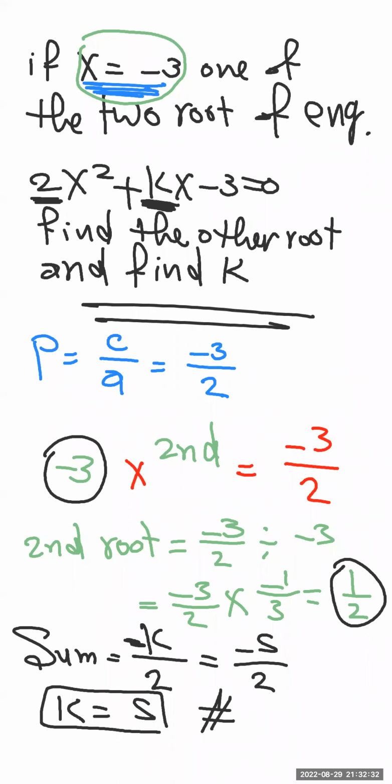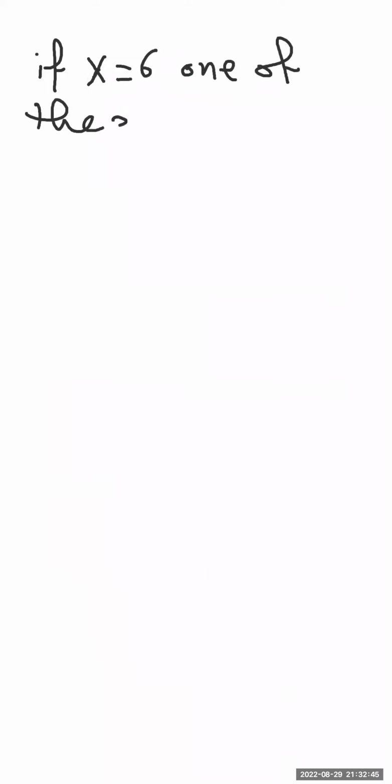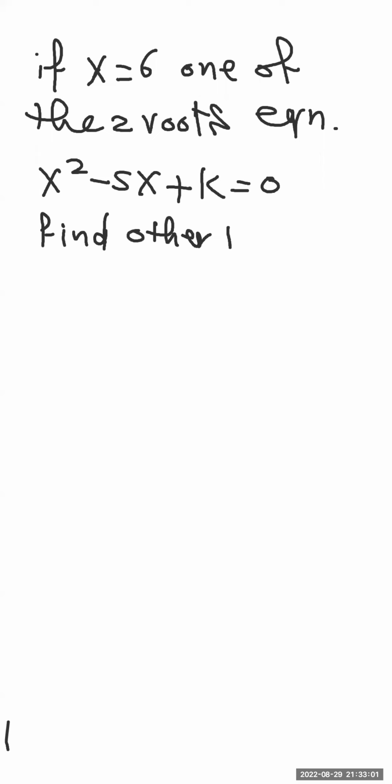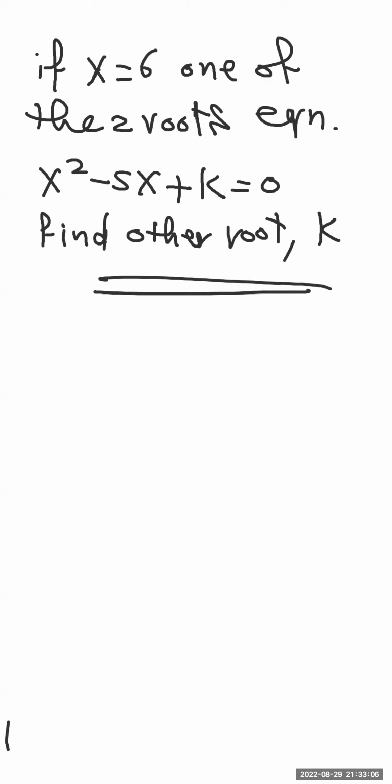Okay. One more question. One of the two roots of the equation x squared minus 5x plus k equals 0 is 6. Find the other root and k. Okay. Here one of the roots equals 6.